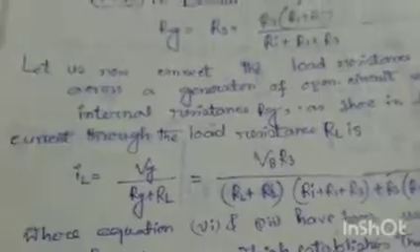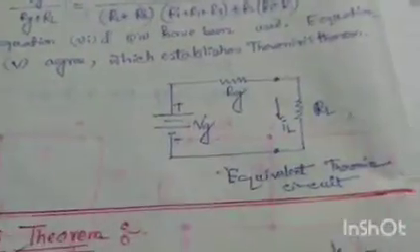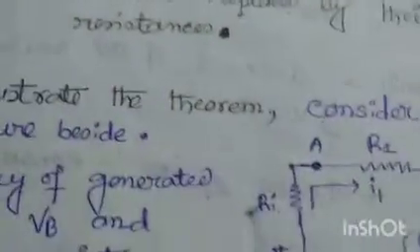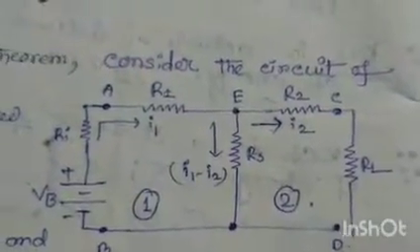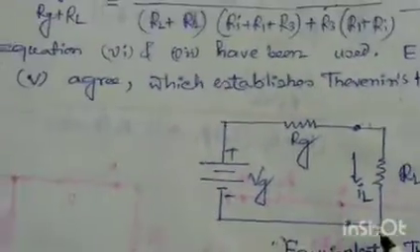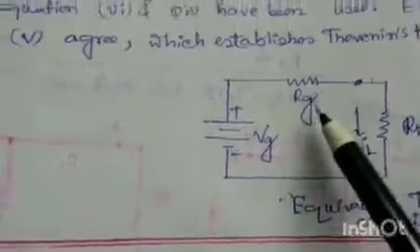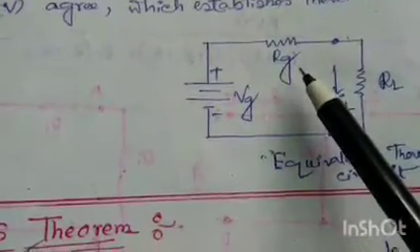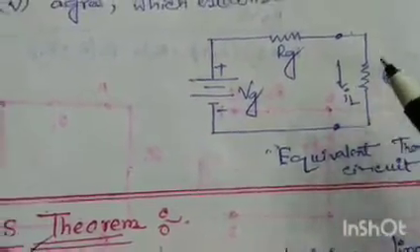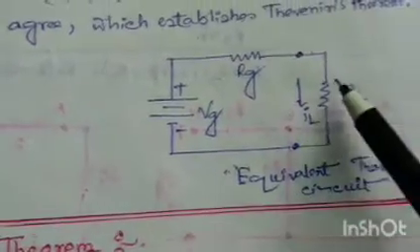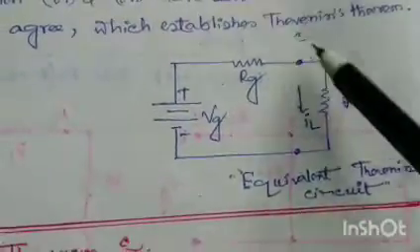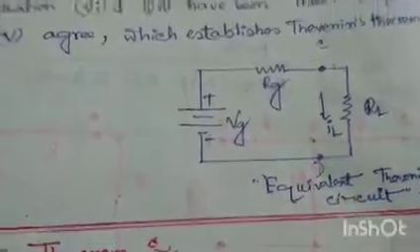Now this complex circuit is replaced by a simple Thevenin circuit, with open circuit voltage Vg and Rg resistance. Now we connect RL between C and D point.